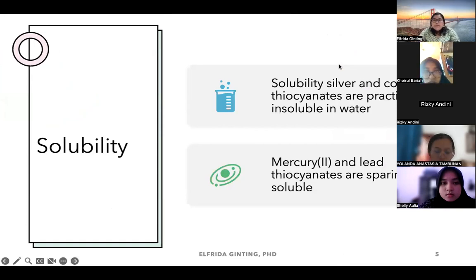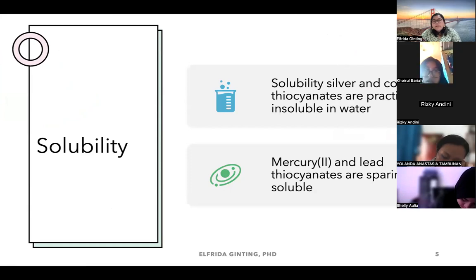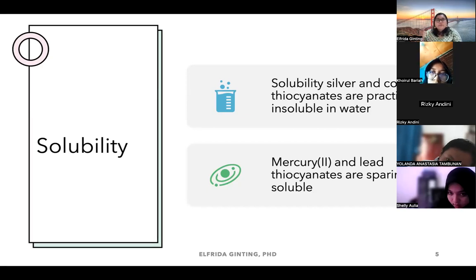Now, so first the solubility. If we mix thiocyanate with silver and copper, it will be insoluble in water. But if we mix it with mercury and lead, it will be a little bit soluble. Sparingly soluble means it is sort of soluble, but not totally soluble. So sparingly, a little bit soluble.